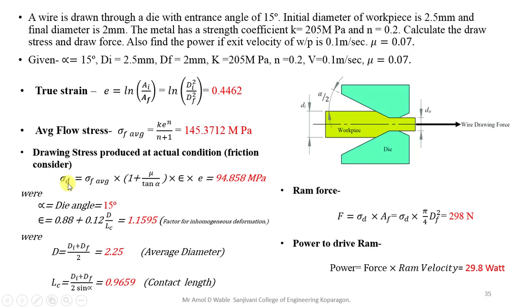So the formula which we have to use to find the drawing stress will be equal to average flow stress into bracket 1 plus mu upon tan alpha, bracket close, epsilon into E. Many people used to consider this term as 1 plus mu divided by tan alpha. So in this case, while putting the values, you have to calculate these terms separately and then add with 1. Otherwise your final answer will not be correct.